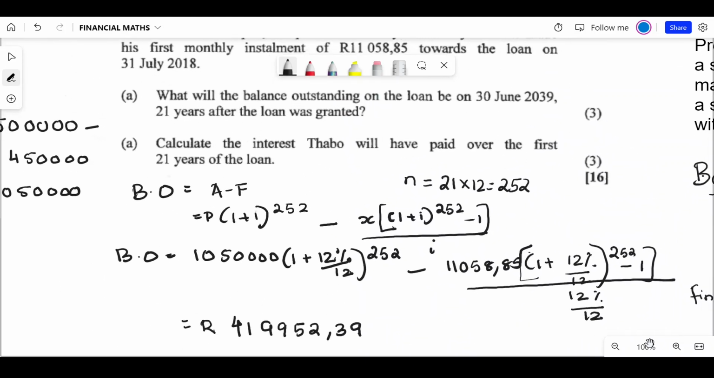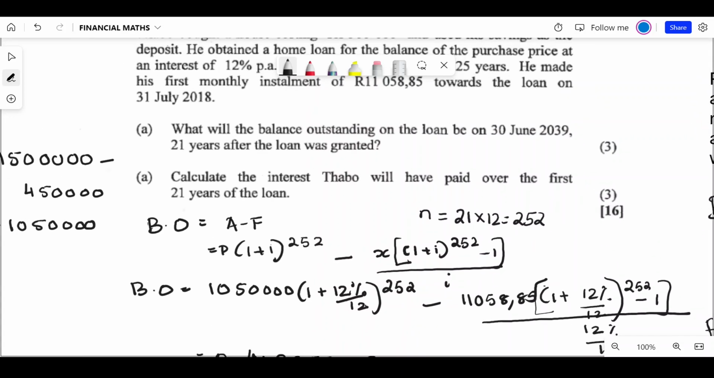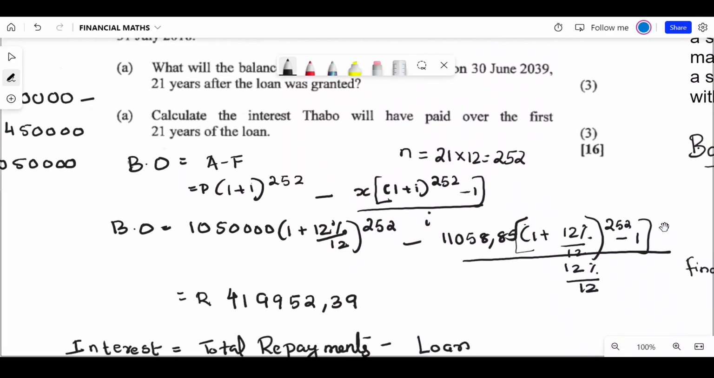Okay, with that we are done with that question completely. So this is actually 8.3.2b. Even though it's written A here, it's B. So we are done with that question also.